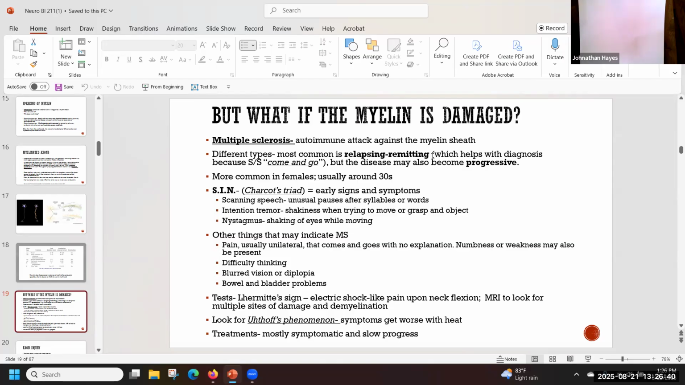But maybe pain would be a symptom, maybe blurry vision would be a symptom, maybe you would have slurring of speech as a symptom, and then all of a sudden it clears up and it's gone for months at a time, and then it comes back. So I had a friend one time that had a similar condition called Devic's disease, and hers would only show up in the summertime. And that's not completely unheard of, because if you look at the bottom of the screen here, there is something called Uthoff's phenomenon, where symptoms sometimes get worse with heat.